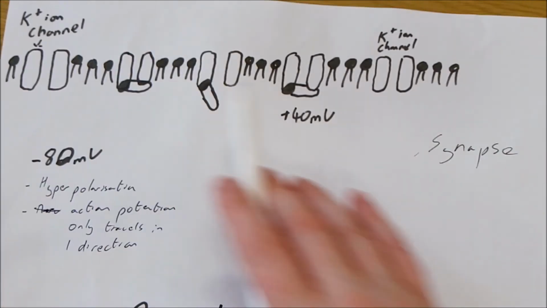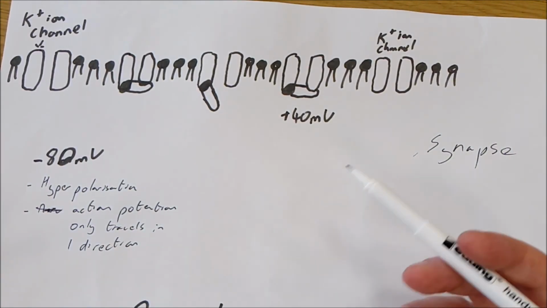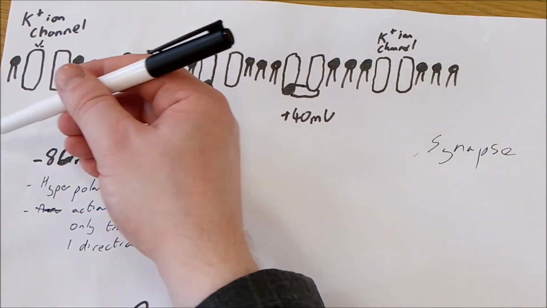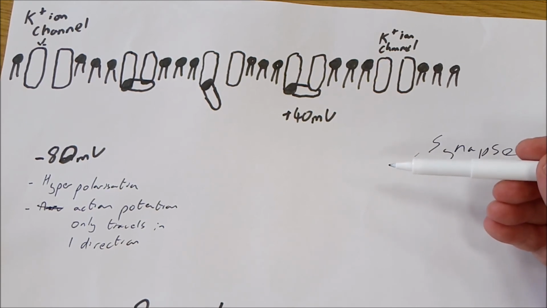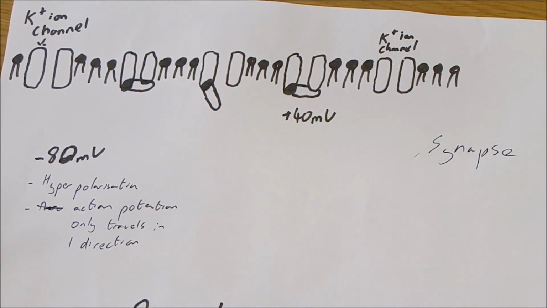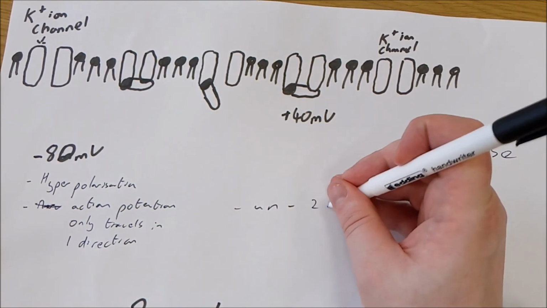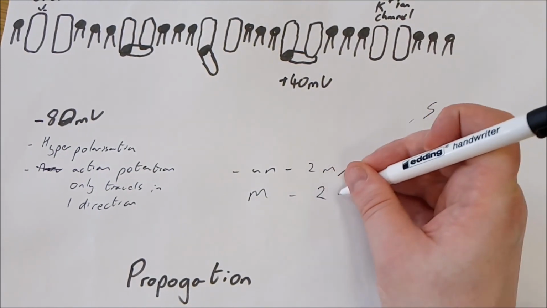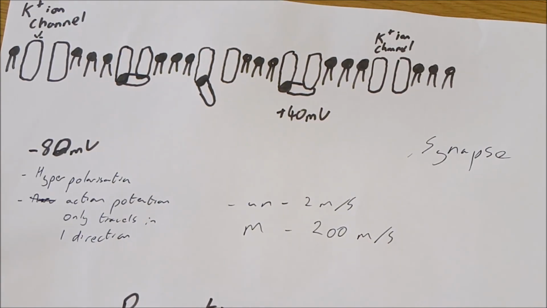Remember, your action potential moving down, if it's myelinated, so if it's got Schwann cells, it jumps from node to node rather than having to go down the entire length, because that means that your action potential moves a lot faster. Right, so unmyelinated, it moves at about 2 meters per second. Myelinated, it moves at about 200 meters per second. So it is considerably faster.